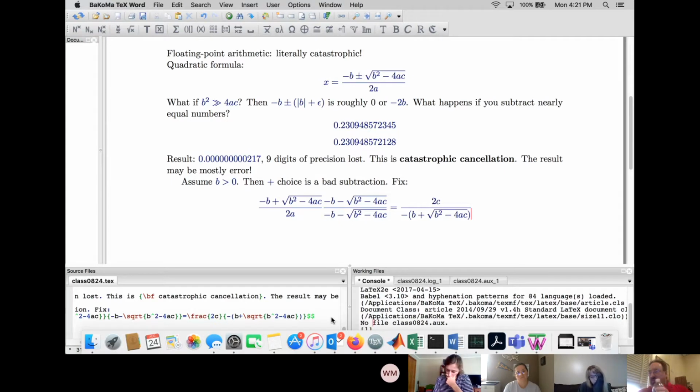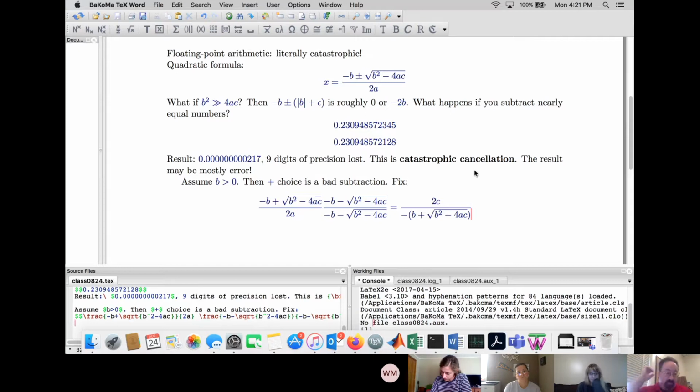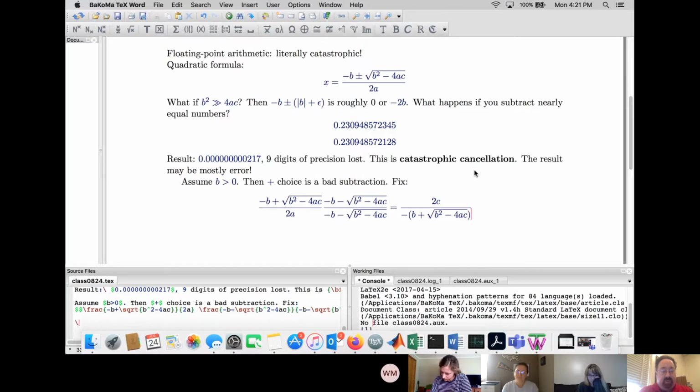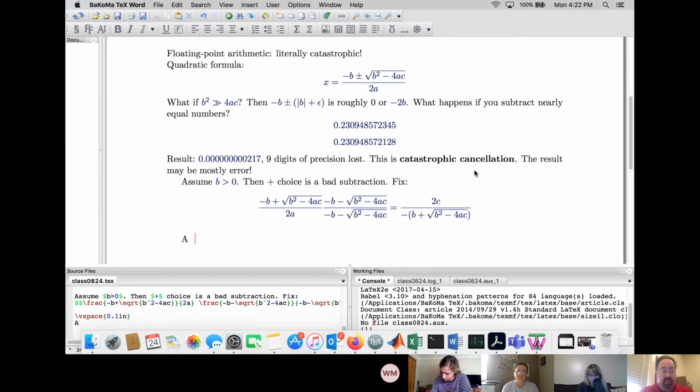So there are lots of cases like this where you can rewrite a formula to remove a problematic subtraction like that one. Now, it may seem like this term, catastrophic cancellation, is melodramatic. Unfortunately, it's not. So I'm going to take a few minutes to tell you about an actual catastrophe that resulted from this kind of subtraction.